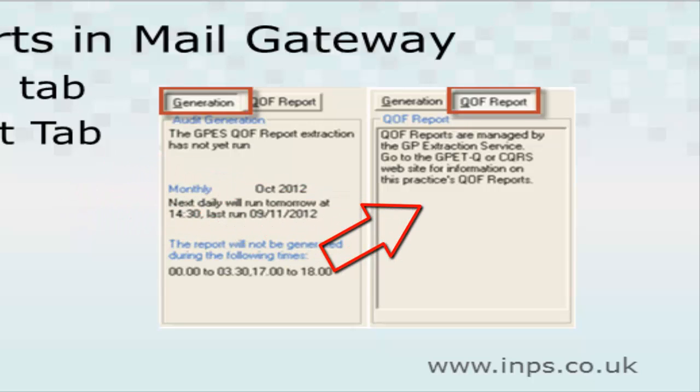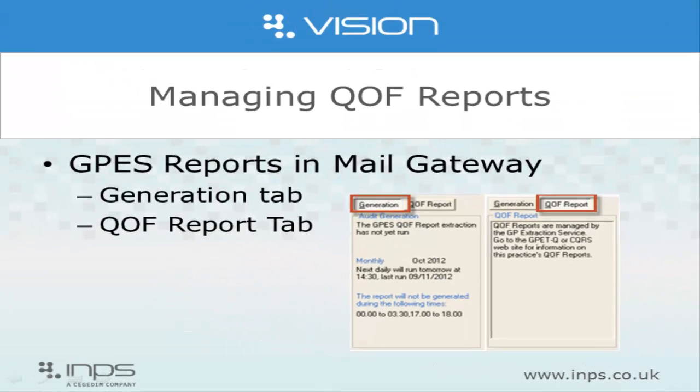On the QOF report tab, this directs you to the GPET and CQRS websites for information regarding your QOF reports. The tab states QOF reports are managed by the GP Extraction Service. Go to the GPET-Q or CQRS website for information on this practice's QOF reports. Remember, you will need your smart card to log into these services and gain access to your practice's data.